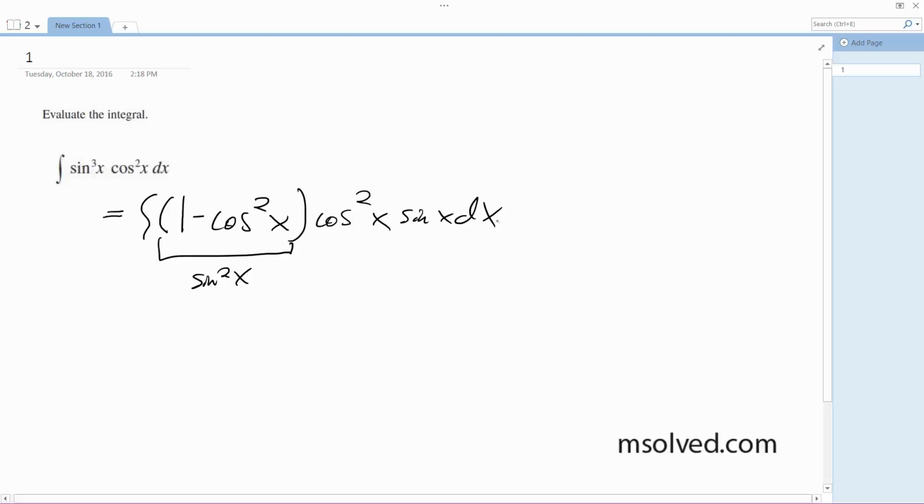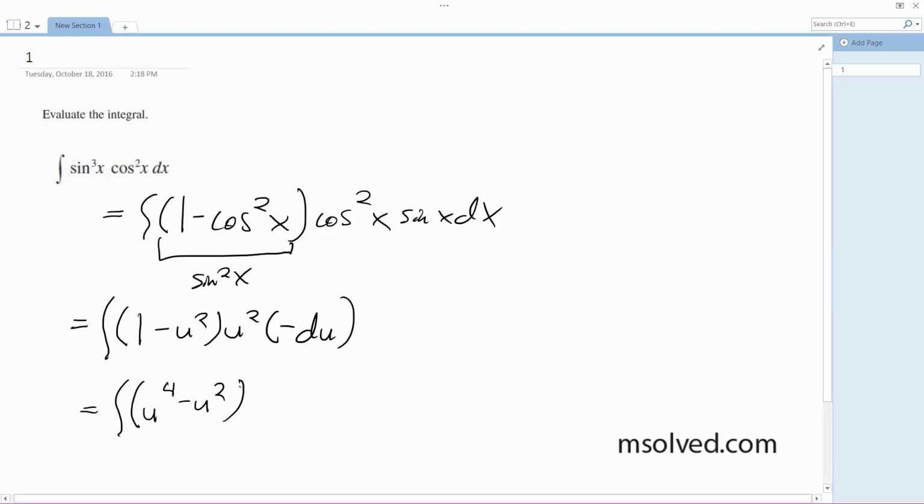So cosine is going to be equal to u. So we're going to have the integral of 1 minus u squared, negative du. All right, reintegrate this. So we're going to have the integral of u to the fourth minus u squared du, which is equal to 1/5 u to the fifth minus 1/3 u to the third plus c.